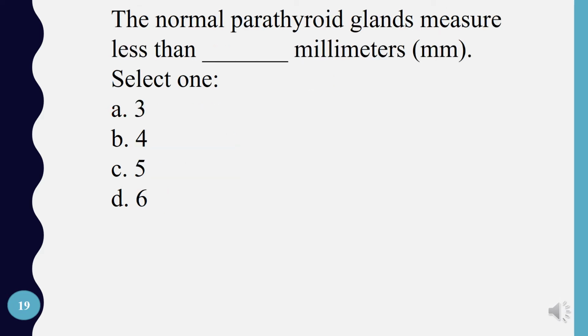The normal parathyroid glands measure less than how many millimeters? 3, 4, 5, or 6. The answer is B. 4 millimeters.